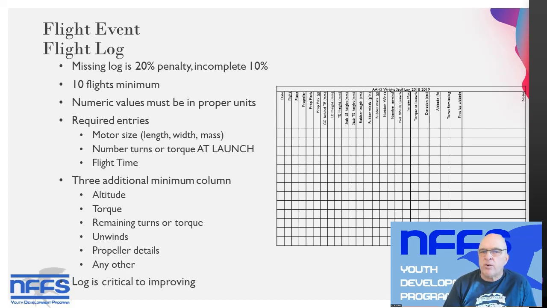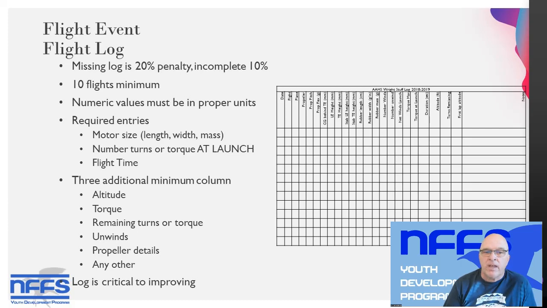The number of turns or the torque at launch, not fully wound, but if you're unwinding, you have to report either the number of turns or the torque that you had at the time of launch, and then the flight time of the flight. Then you have 3 additional columns at a minimum that you get to choose what you put on there. Might be the altitude the plane reached. I'd suggest that one. It's important. The maximum torque reached. The remaining turns or remaining torque at the end of the flight.